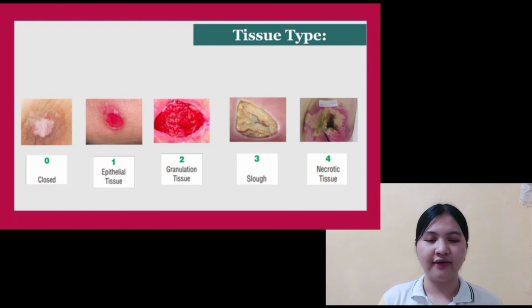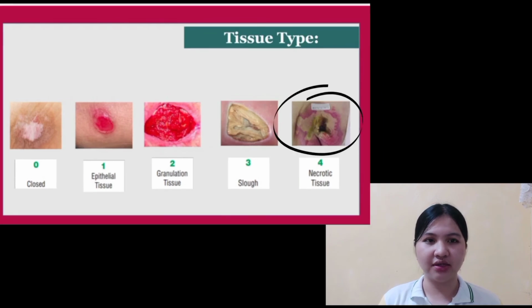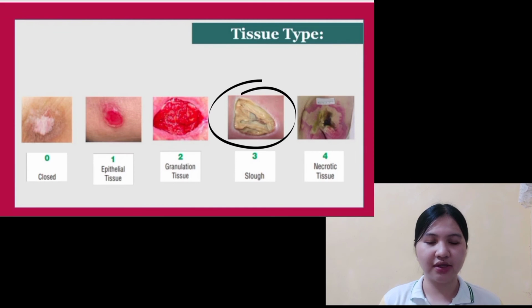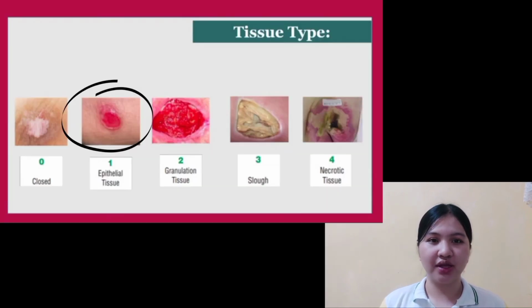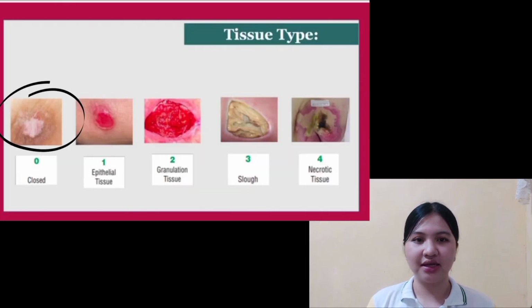The types of tissue found in the ulcer bed are referred to as tissue type. If necrotic tissue is present, it is given a score of 4. If necrotic tissue is not present but slough is, it is given a score of 3, while granulation tissue receives a score of 2. A superficial wound that is re-epithelializing obtains a score of 1, and lastly, a score of 0 is given to the closed wound.